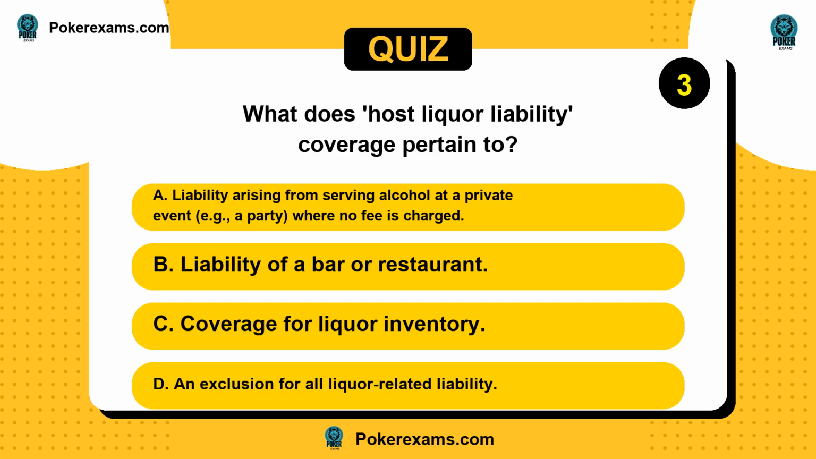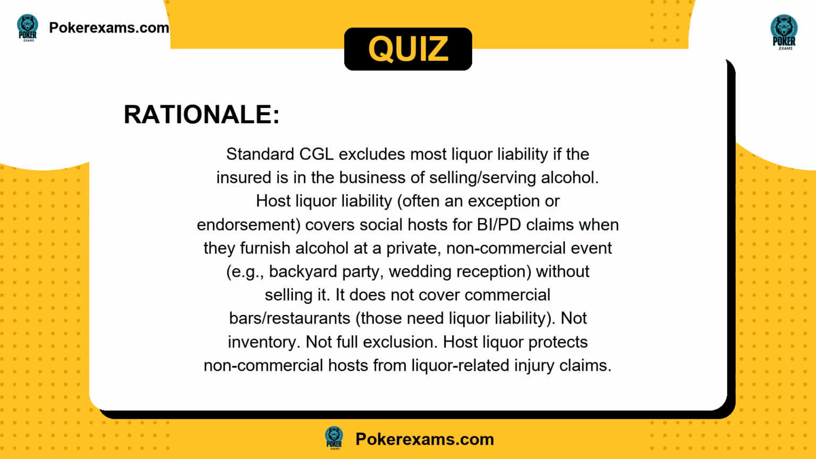The answer is A. Standard CGL excludes most liquor liability if the insured is in the business of selling/serving alcohol. Host liquor liability, often an exception or endorsement, covers social hosts for BI/PD claims when they furnish alcohol at a private, non-commercial event, e.g., backyard party, wedding reception, without selling it.